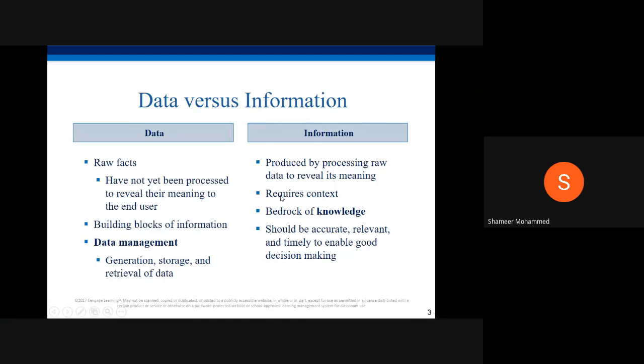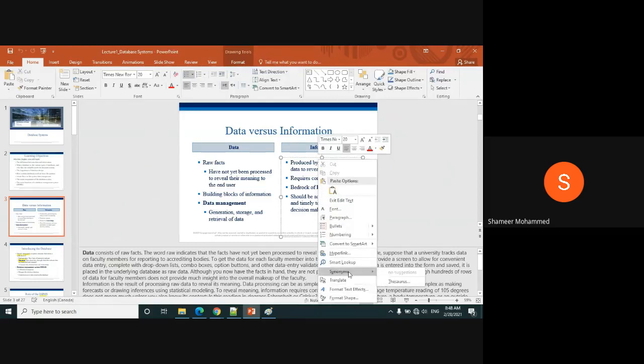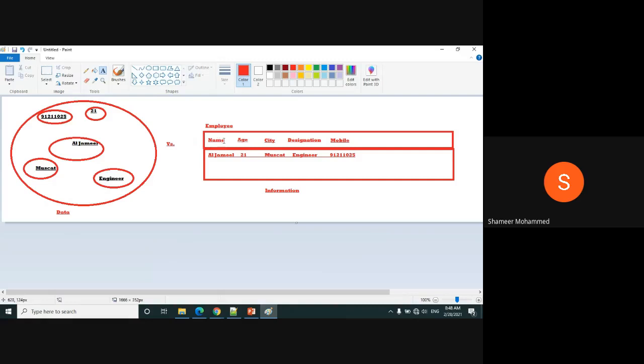Okay, so information requires context. So what is this context? This is, for example, an employee database. That is why I write here "employee", meaning some company, the person who is working in a company or in any organization.